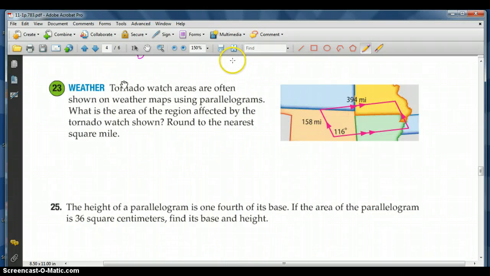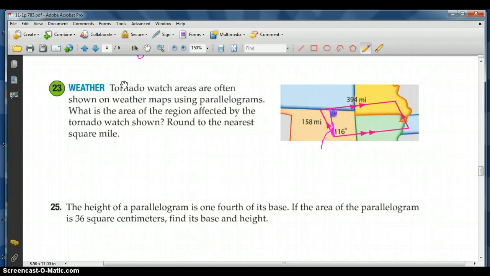Number 23, tornado watch areas are often shown on weather maps using parallelograms. What is the area of the region affected by the tornado watch shown? Round to the nearest square mile. Alright, on this problem, I believe we need to use a little bit of trig. So, if we draw the height in here, we need to figure out what this angle is.